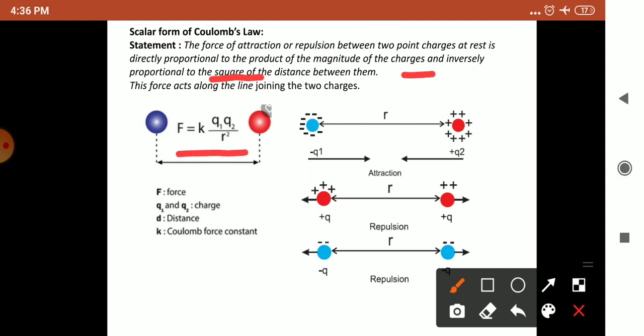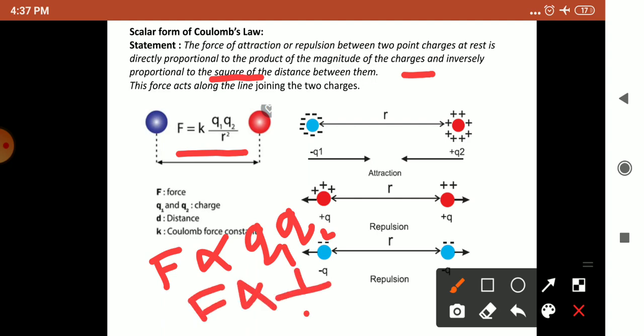So this F, that is force of attraction or repulsion, is proportional to the product of two charges, that is Q1 into Q2, and inversely proportional to the square of the distance between them, that is R. Combined, we can write this as F equal to K into Q1 Q2 upon R square, where Q1 and Q2 are two charges and R is the distance between them.